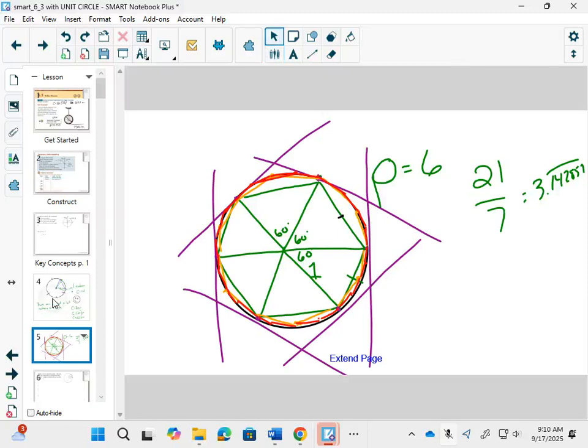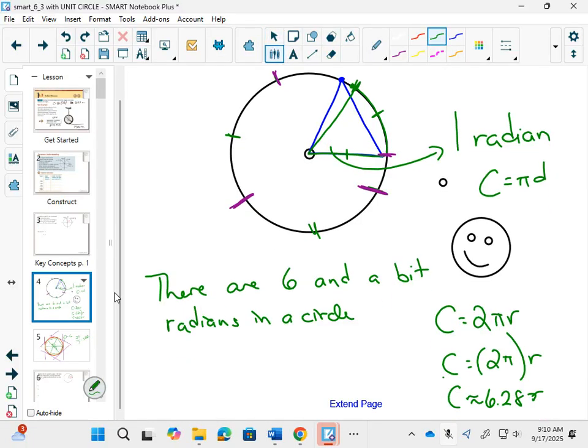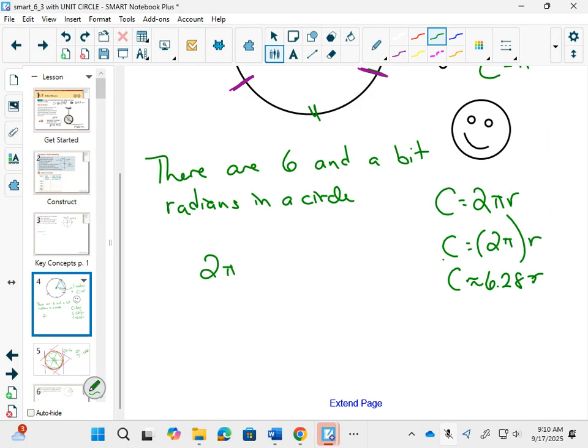So the idea of counting how many radiuses around the circle is connected to our circumference, and we can now say that 2 pi radians is equal to 360 degrees. And we can convert back and forth. Halfway around a circle, does it make sense that if all the way around was 2 pi radians, halfway around would be pi radians, and pi radians is 180 degrees.